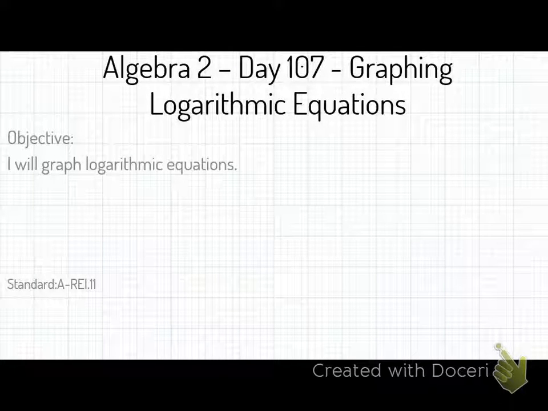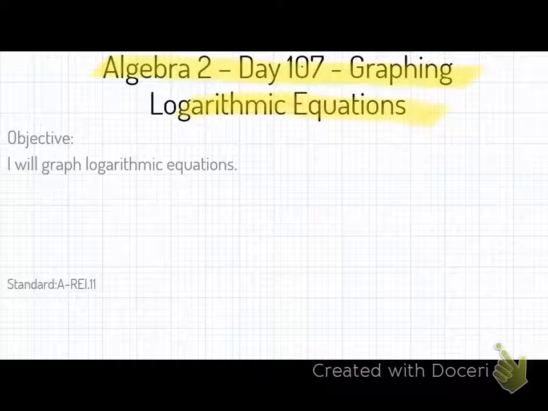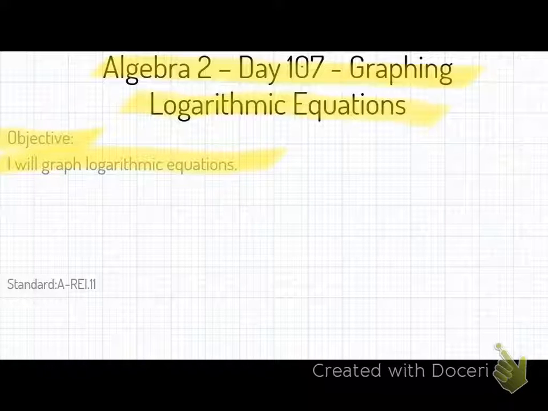Here we go. This is day 107. This is graphing logarithmic equations. Here is the objective. You're going to graph logarithmic equations. Okay, you need to know how to do it by hand. But once you know how to do it by hand, where can you always go to check your work or graph anything? Desmos or a graphing calculator.